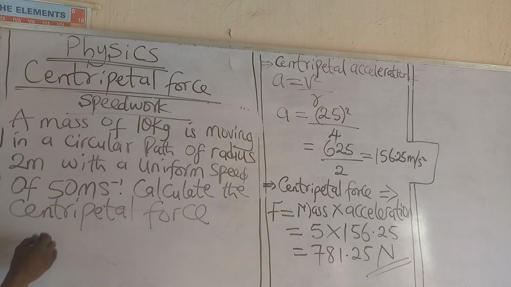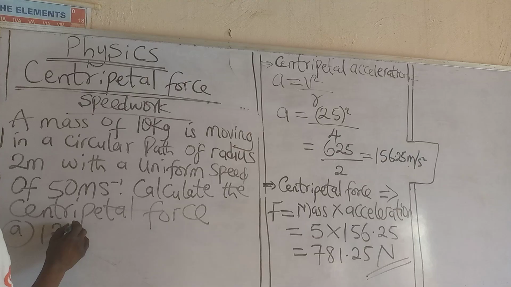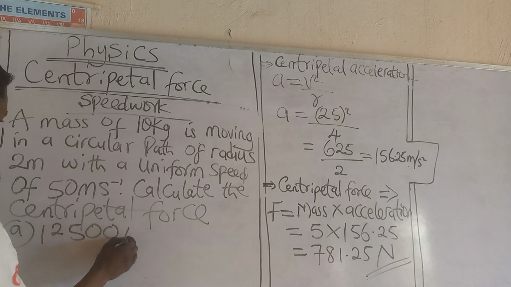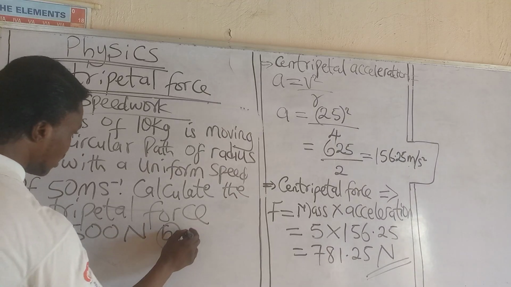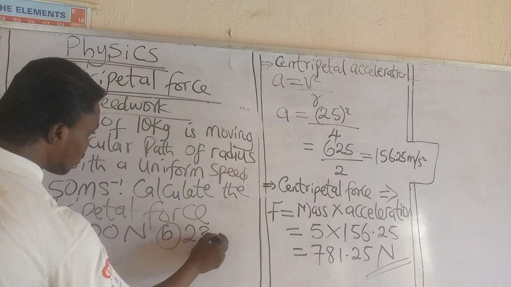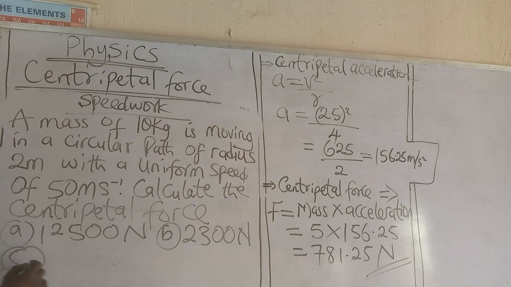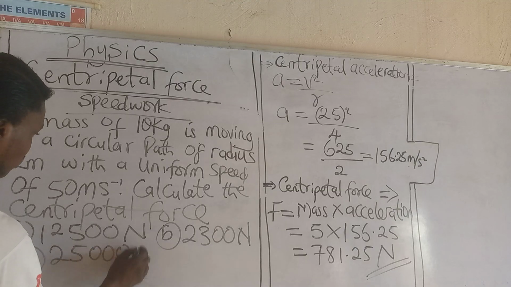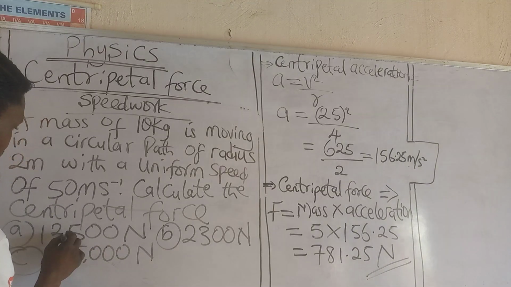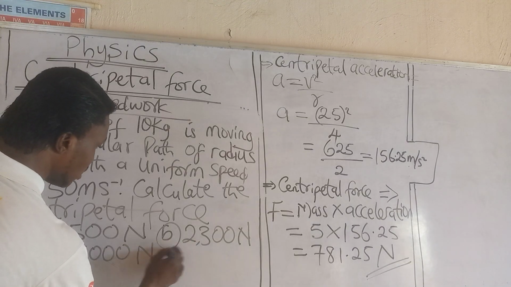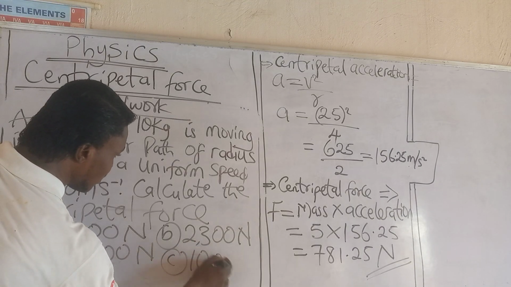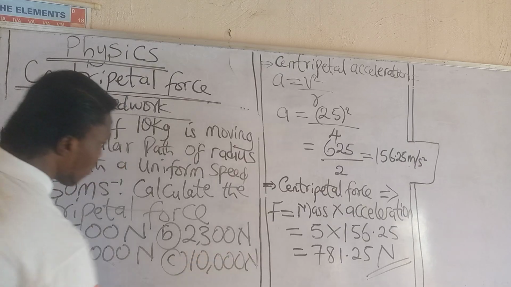Okay, the answer: A, is it 12,500 Newtons? B, is it 2,300 Newtons? C, 25,000 Newtons? Or is it 10,000 Newtons?